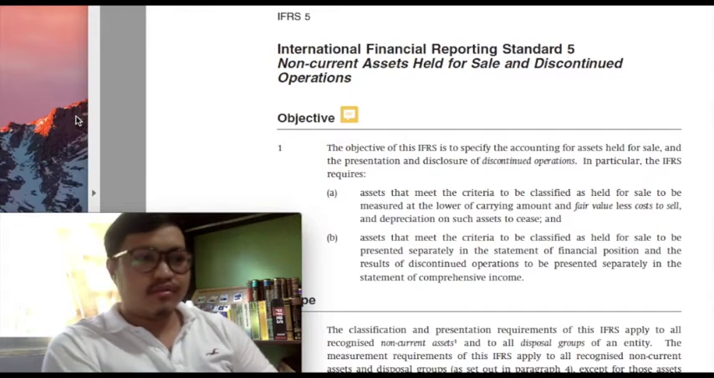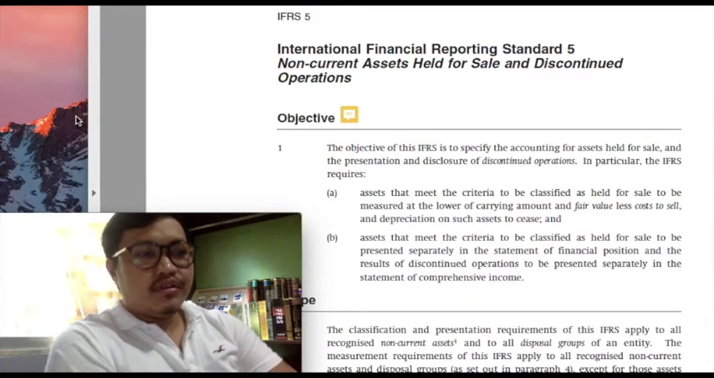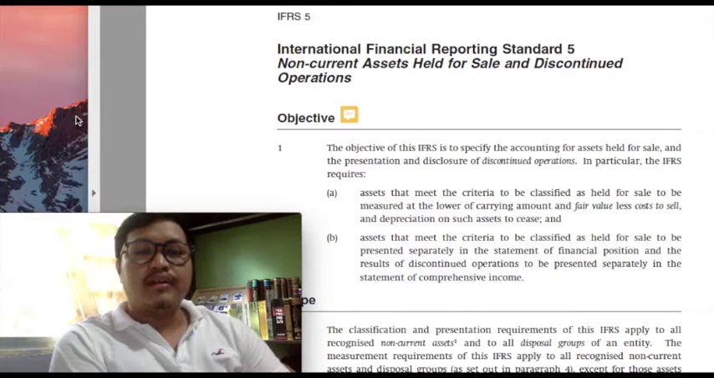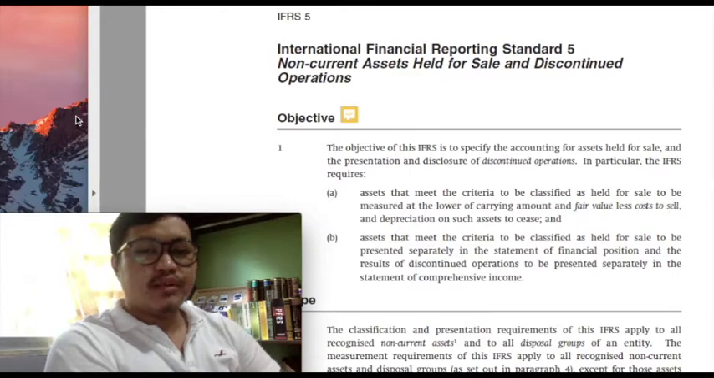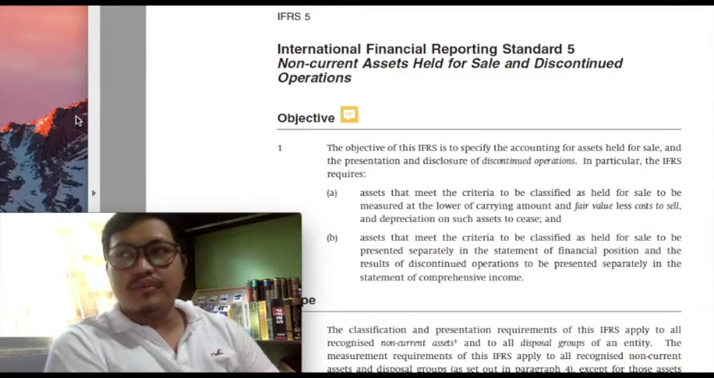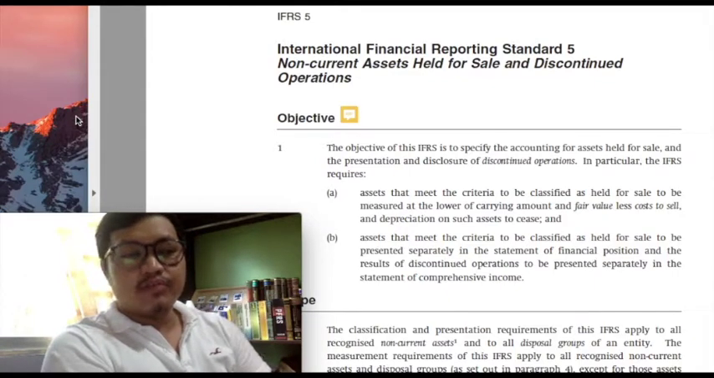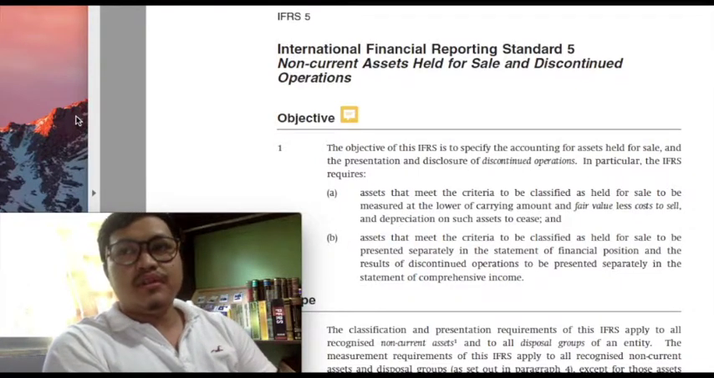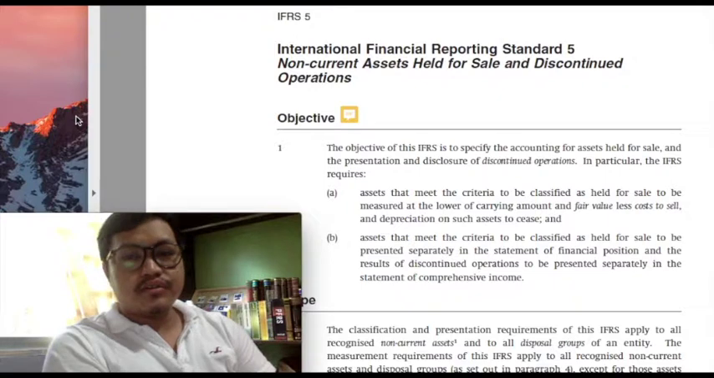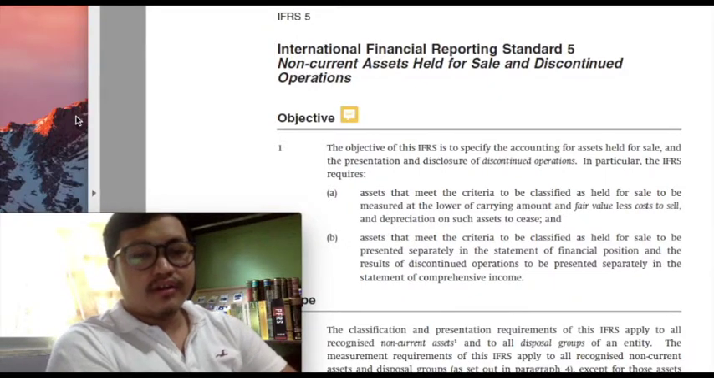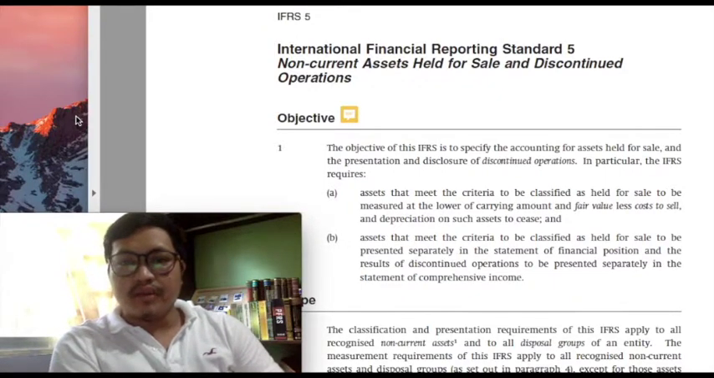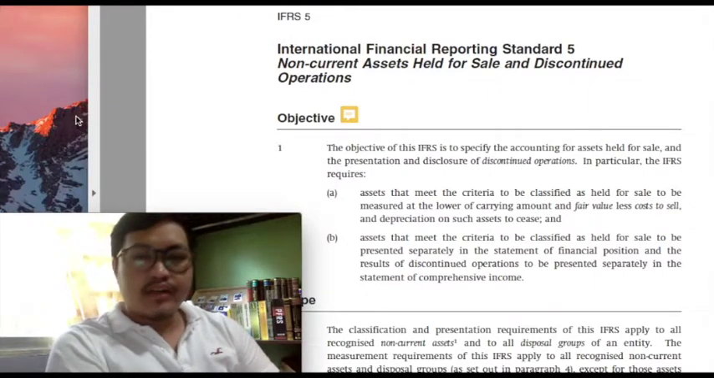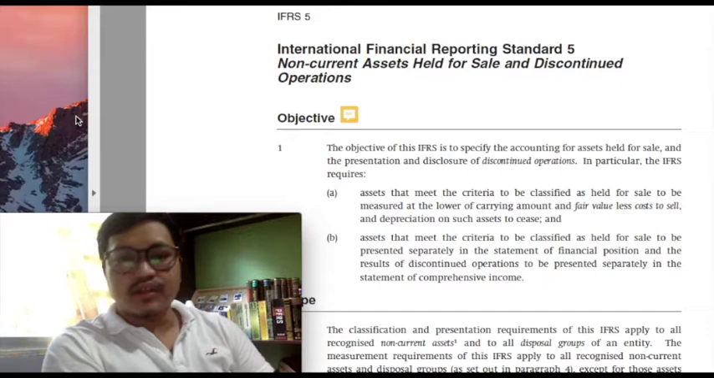Number four, especially if the assets form part of a disposal group, how should the assets and liabilities of a disposal group be presented? Number five, how should the results of the operations of a non-current asset held for sale be reported in the financial statements? So at the very least, we should be able to answer those questions, class.